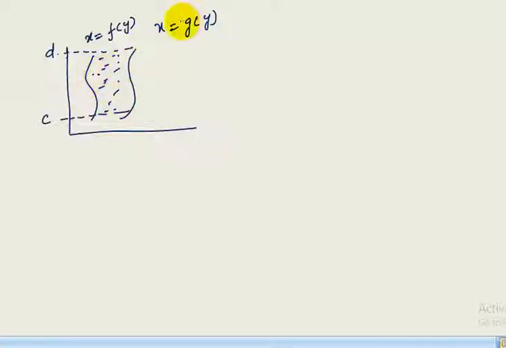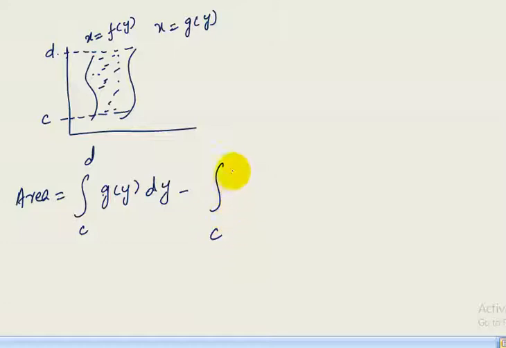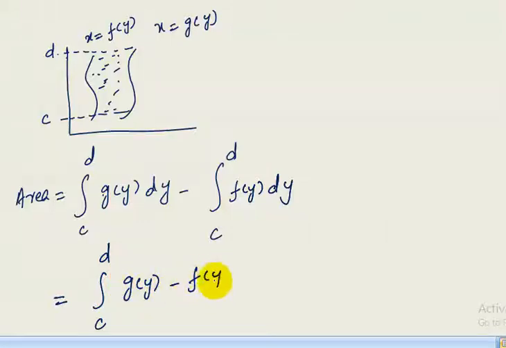area between two curves g of y and f of y can be represented as integration c to d, that is our area is equal to integration c to d. Our upper curve is here g of y dy minus integration c to d. Lower curve is f of y dy, and it can also be expressed as integration c to d g of y minus f of y dy.